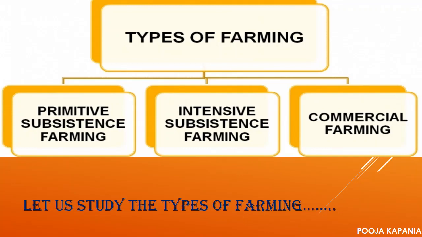When we talk about types of farming, do you know that agriculture is an age-old economic activity in our country? Over these years, cultivation methods have changed significantly depending upon the characteristics of physical environment, technical know-how, and socio-cultural practices. Farming varies from subsistence to commercial type. At present, in different parts of India, various types of farming systems are practiced. These are primitive subsistence farming, intensive subsistence farming, and commercial farming.